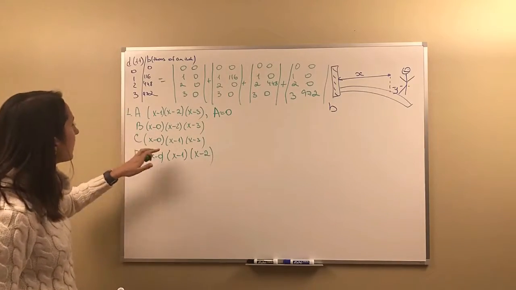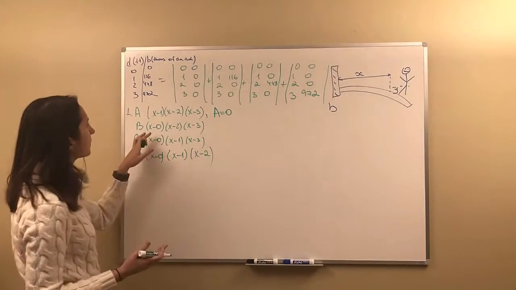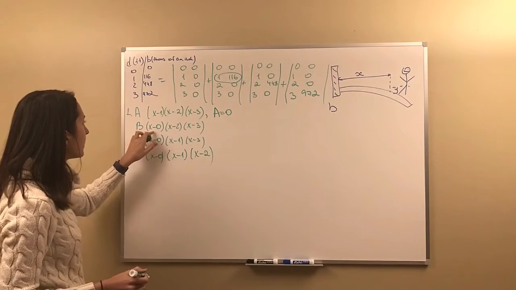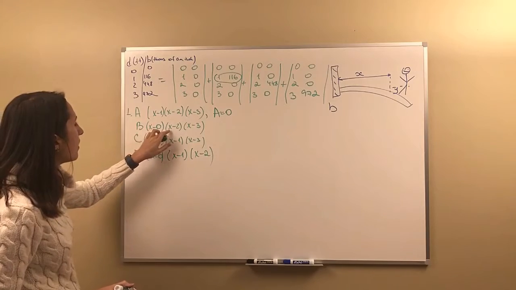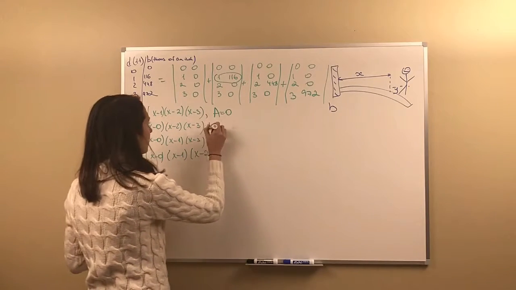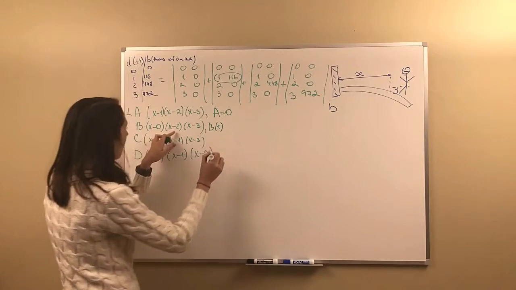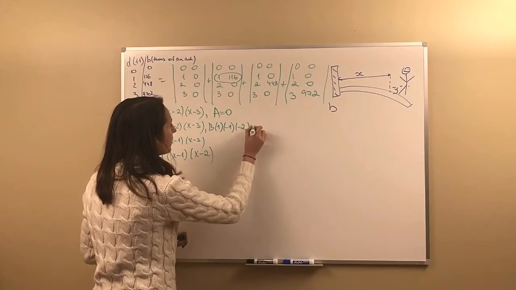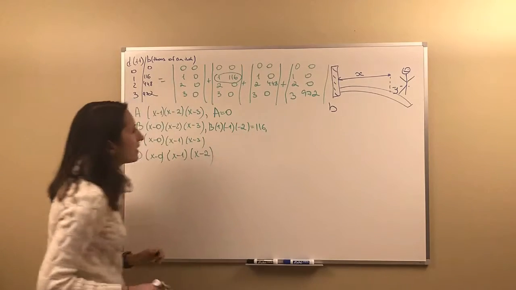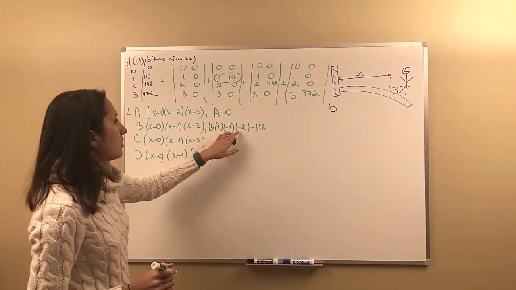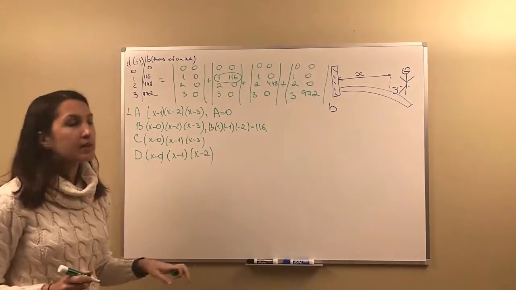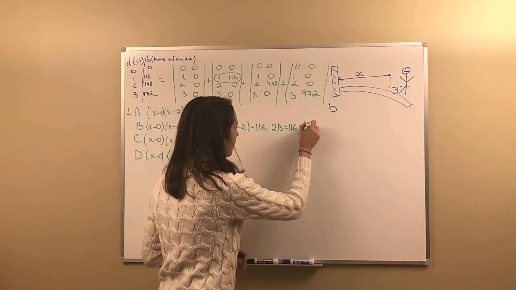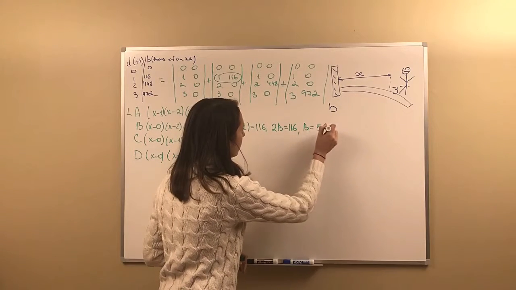So b, let's do b together, and after that I'll just give the answers. So we go by this point. We plug a 1 in here, so there will be 1 minus 2, negative 1, 1 minus 3, negative 2, and it's supposed to equal 116. So by simplifying that, it will be 2b equals 116. So our b equals 58.